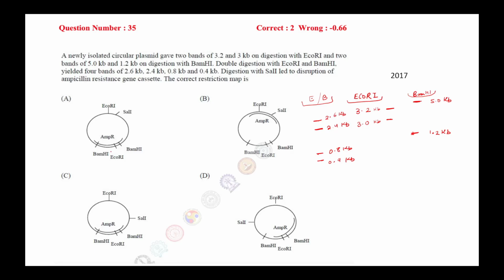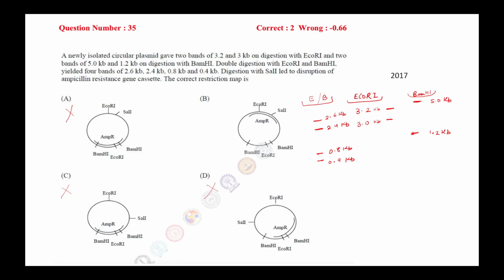So if we see all four, this first one, this is the ampicillin resistance cassette, and the SalI restriction site is away from it. SalI is an enzyme which makes a cut at the recognition sequence itself, so it is a type 2 restriction enzyme. If the site is situated here, the cut will also be made here, but because of this cut, the ampicillin resistance gene cassette won't be disrupted. So this is a wrong option. The next one, there also the SalI site is away from the ampicillin resistance gene cassette, so this is also a wrong option. This option also, we can see that SalI is away from the ampicillin resistance gene cassette. This is also a wrong option.